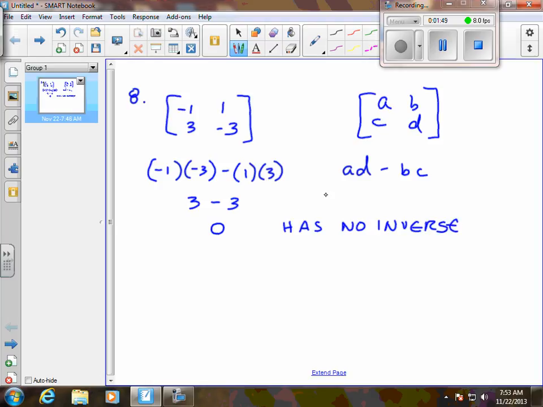Or if you just jump into the formula that you were given to find the inverse of a 2 by 2, where you switch the terms on the main diagonal and change signs on the other diagonal, you're multiplying that by 1 over this difference. Well, that's undefined. So you can't multiply undefined by something. Again, it has no inverse.